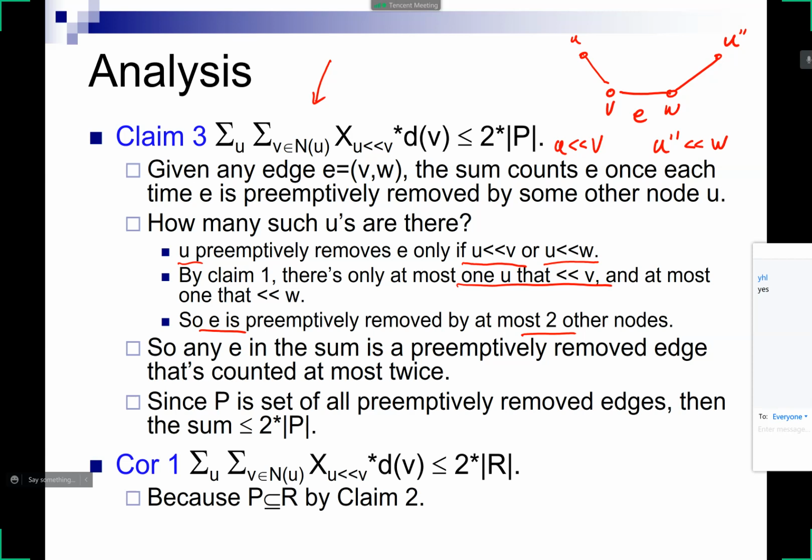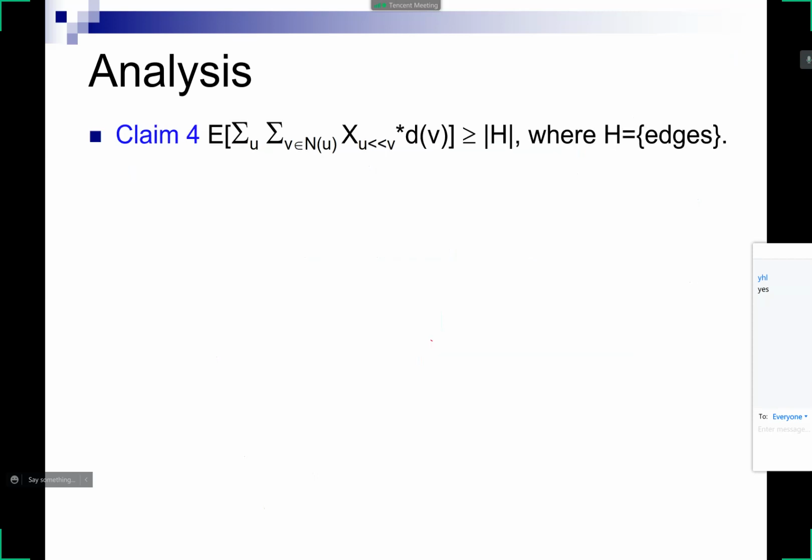Okay, so as a corollary to this claim, we have that if you look at the sum again, then this is also going to be less than or equal to 2 times r, where r is the set of all removed edges. And this is simply because P, the preemptively removed edges, are a subset of r. So therefore, if the sum is less than 2p, it's less than 2r.